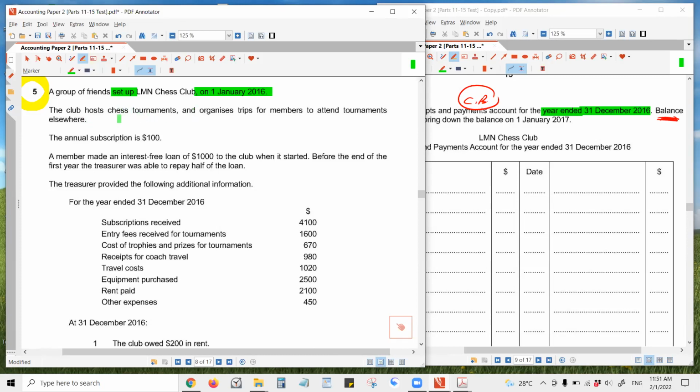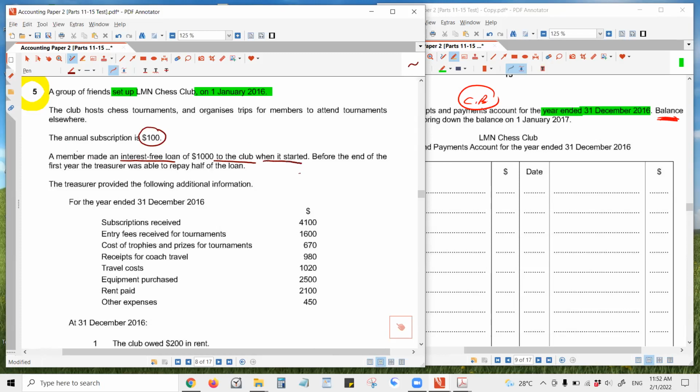The club host means organize. Chess tournaments organizes trips for members to attend tournaments elsewhere. Annual subscription is 100 means every member must pay $100 per year. A member made an interest-free loan to the club means the club borrow money from the member.